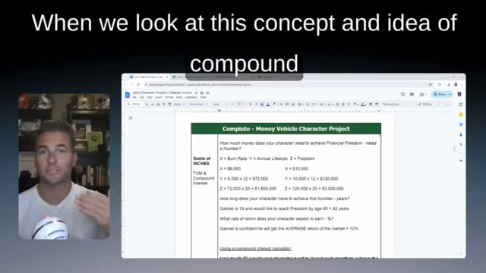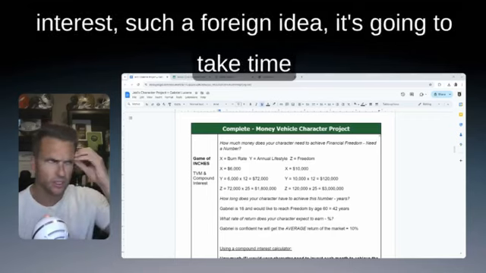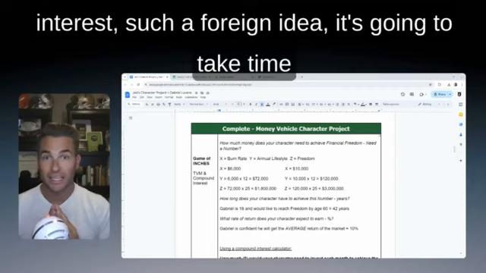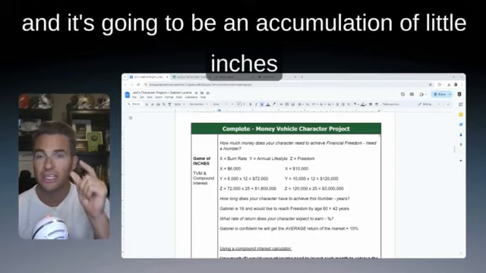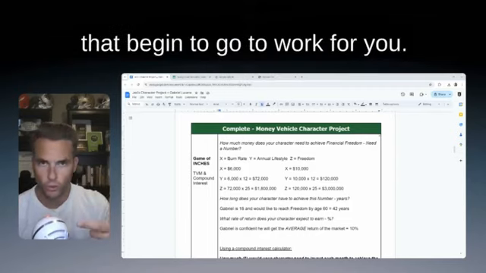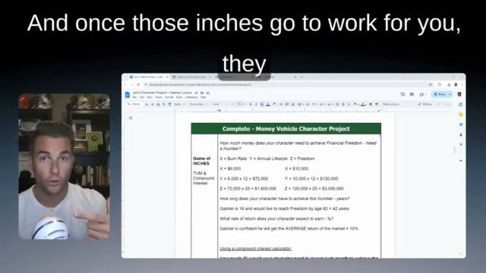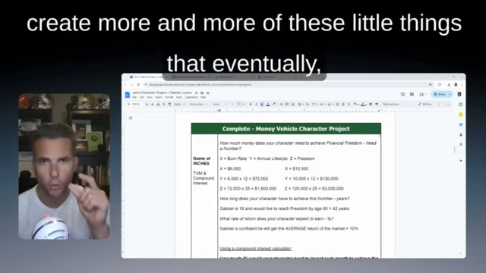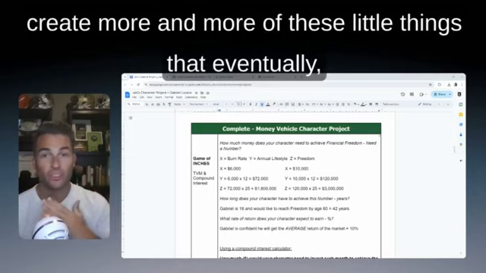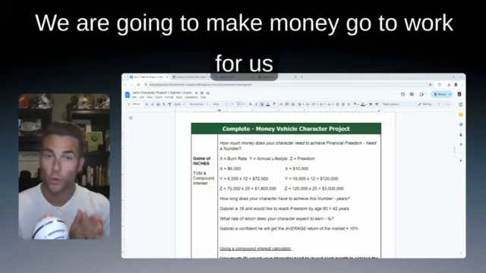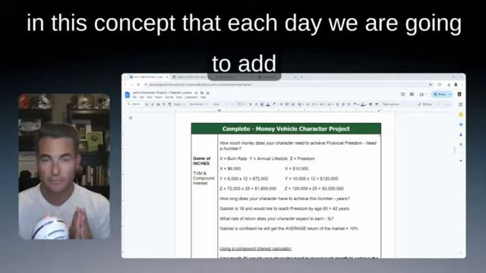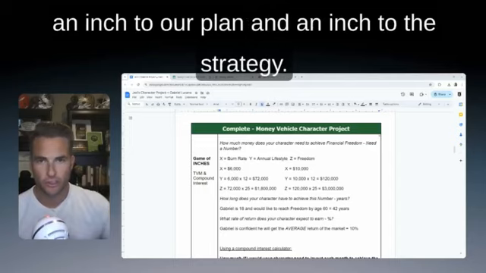When we look at this concept and idea of compound interest, such a foreign idea, it's going to take time, and it's going to be an accumulation of little inches that begin to go to work for you. Once those inches go to work for you, they create more and more of these little things that eventually, over time, compound into your freedom and into your plan. We are going to make money go to work for us, in this concept that each day we are going to add an inch to our plan and an inch to the strategy.